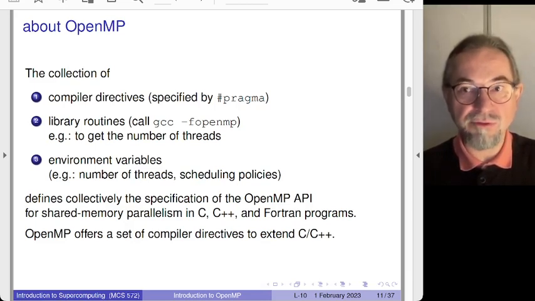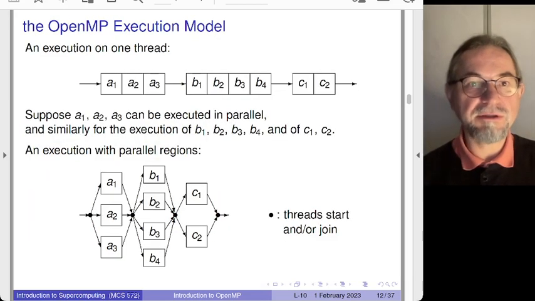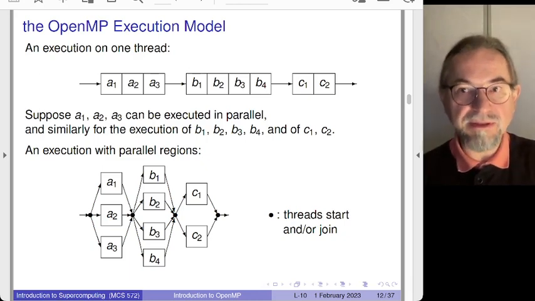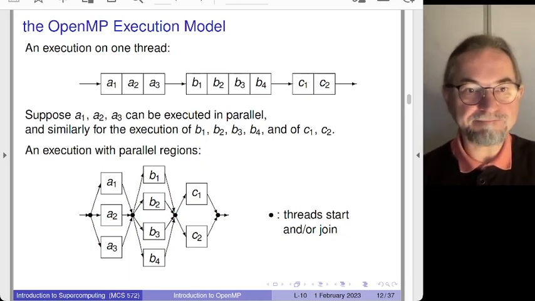OpenMP is a very extensive standard. So what we will do today is essentially improve that numerical integration example, but first explain what OpenMP is and what multi-threading is.